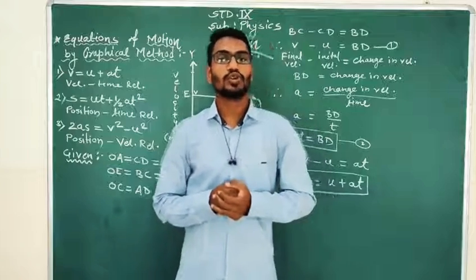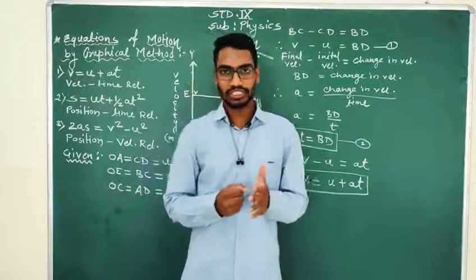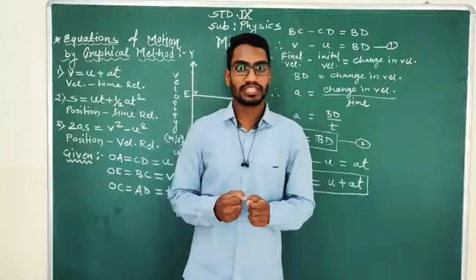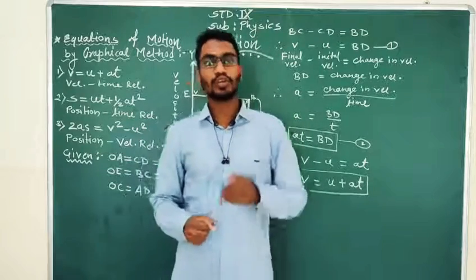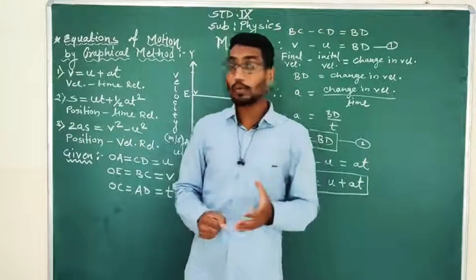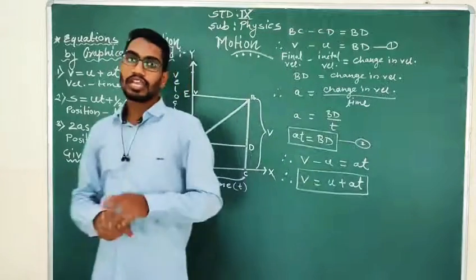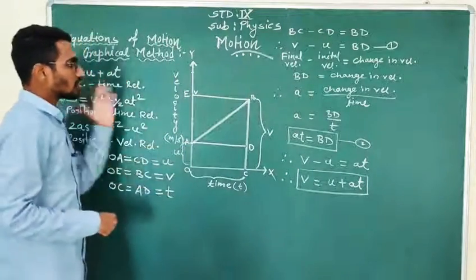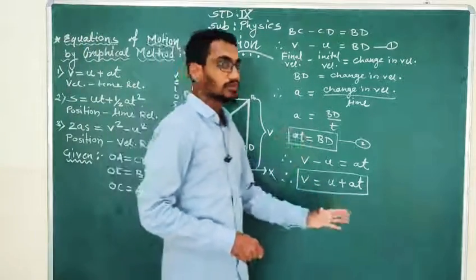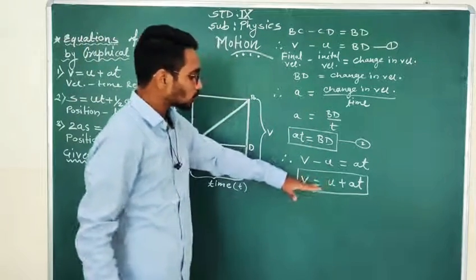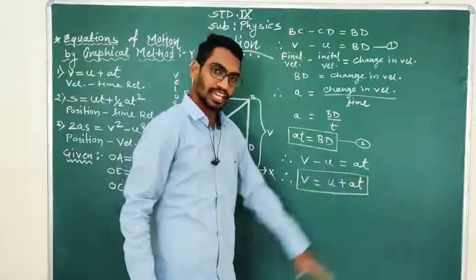Now this is another video from chapter Motion, class 9 Physics. In this particular video we are going to continue with our topic equations of motion by graphical method. In our last video we did the derivation for the first equation of motion, that is v is equals to u plus at.